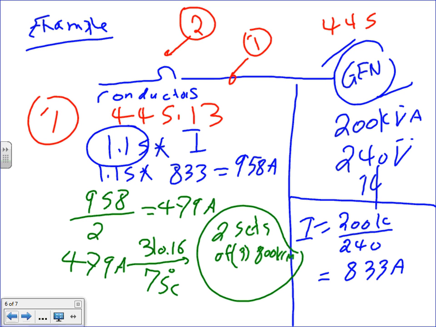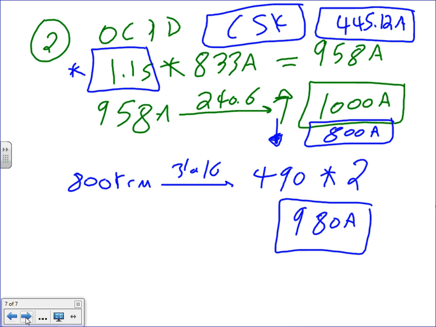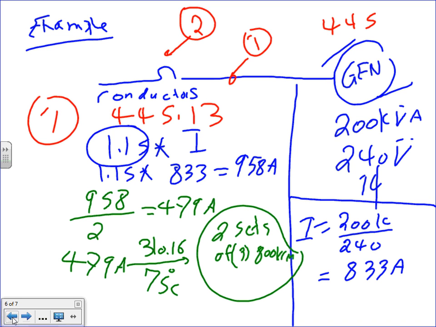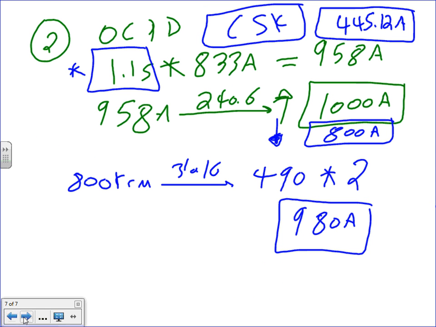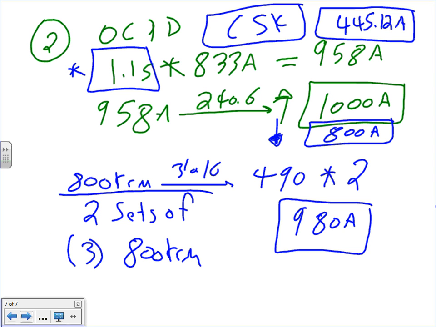Yes, Mr. Abel. Go to the second one. This one. What is the 2 you multiply by 490? You multiplied by 2 because we have 2 sets, Mr. Abel. We brought 2 sets of 3 conductors, each one 800 kcmil, to this generator.